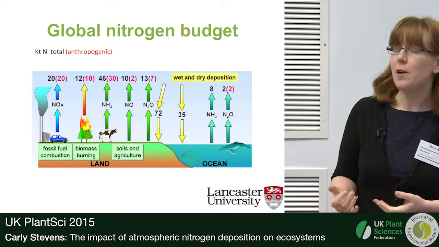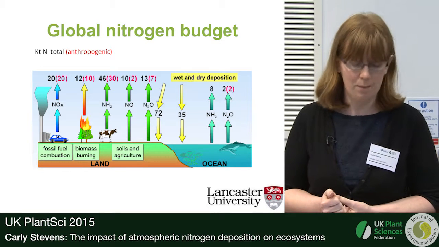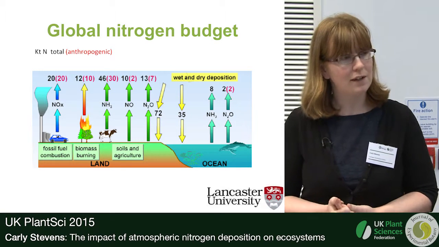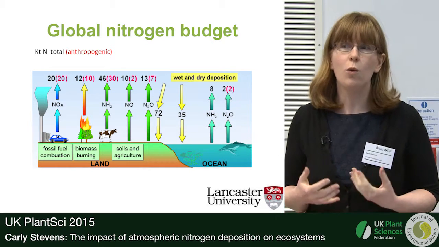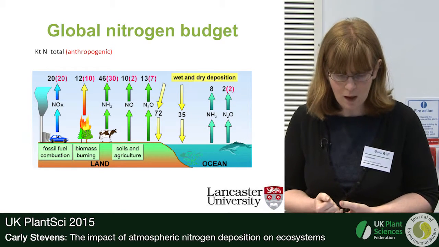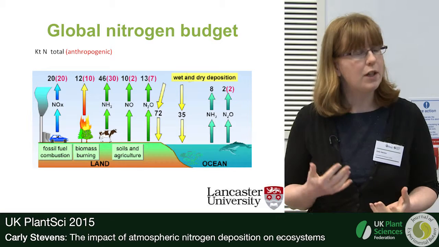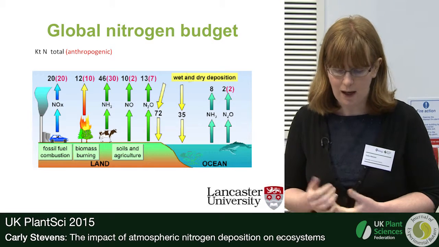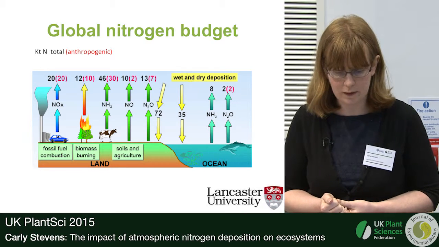If we look at our global nitrogen budget, this is kilotons of nitrogen emitted, and the numbers in black are the totals, and the numbers in red are the anthropogenic component of that. And you can see nitrogen oxides are almost exclusively emitted by anthropogenic processes. Then we have other sources with biomass burning, soils and agriculture, of which the anthropogenic component is reasonably large in all cases. And then ocean sources, which are much more driven by natural processes.